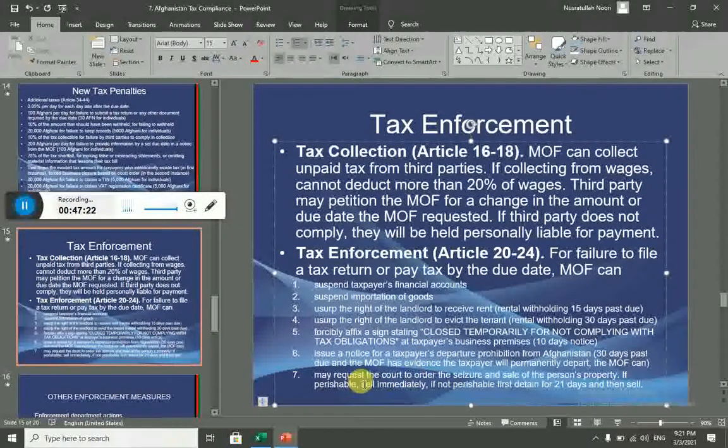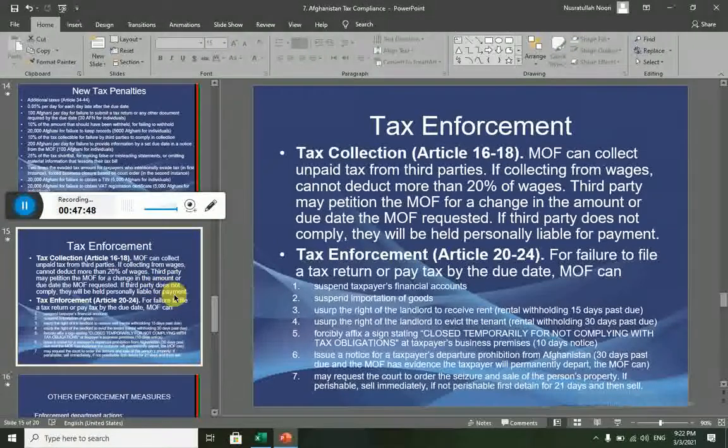And also there is a possibility of including the names of the employees and the owners of the business in the no exit list. Also there is a possibility of imprisonment. And also number 7, the Ministry of Finance can hold the control of your business and property, and they can sell it out to cash their taxes. So it's a very critical situation.